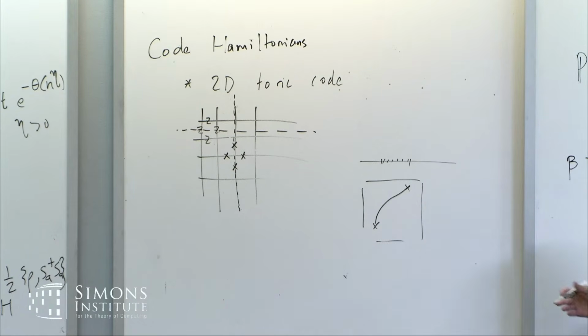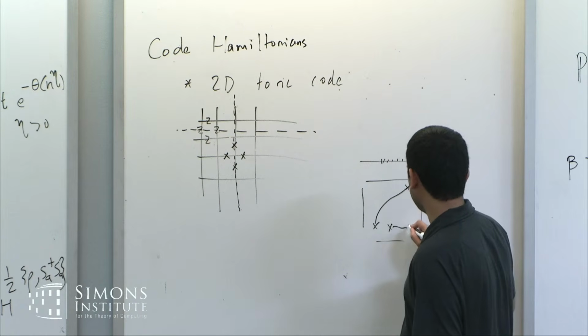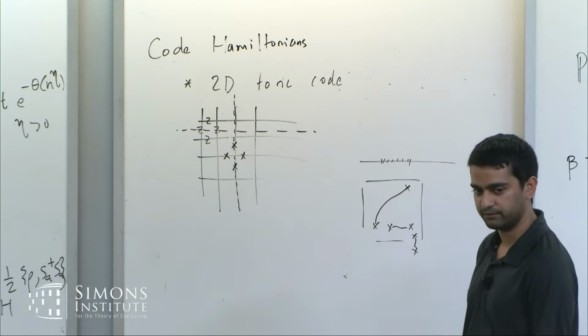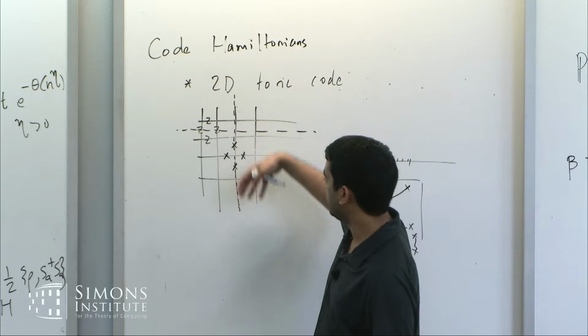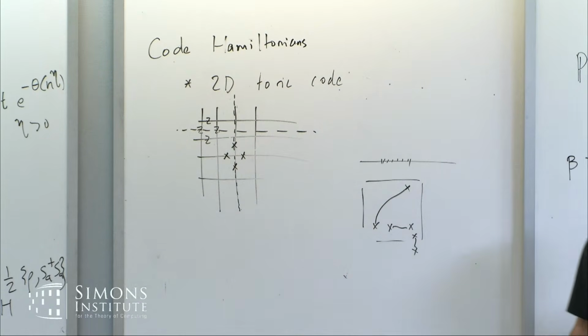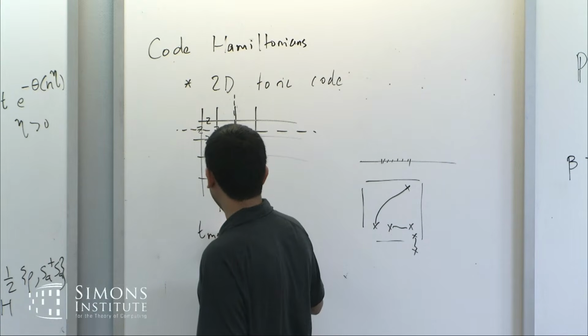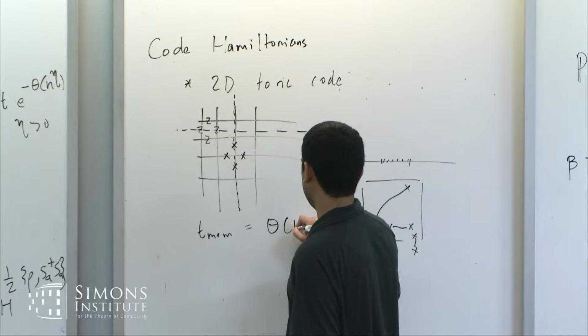And for a similar reason, generically, when you run this Glauber dynamics, you'll create a bunch of these small strings. These strings can move around and diffuse and connect together and percolate into a long logical operator. So as a result, the memory time for the two-dimensional toric code turns out to be order 1.